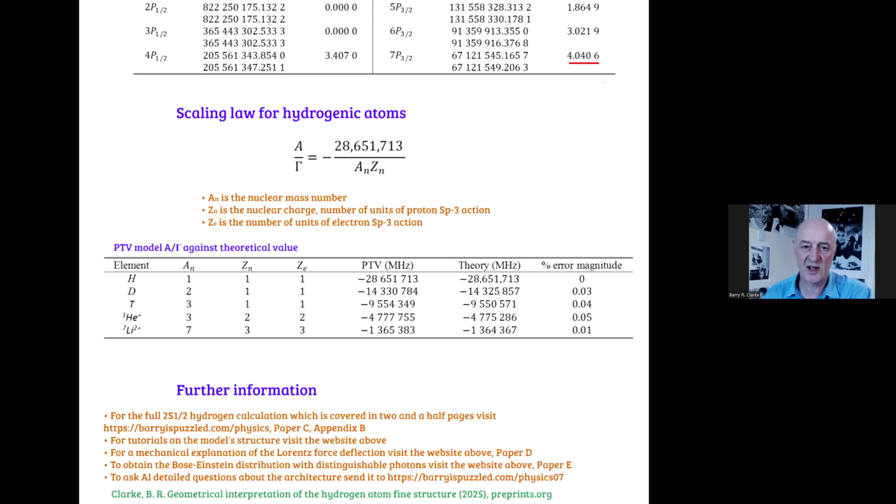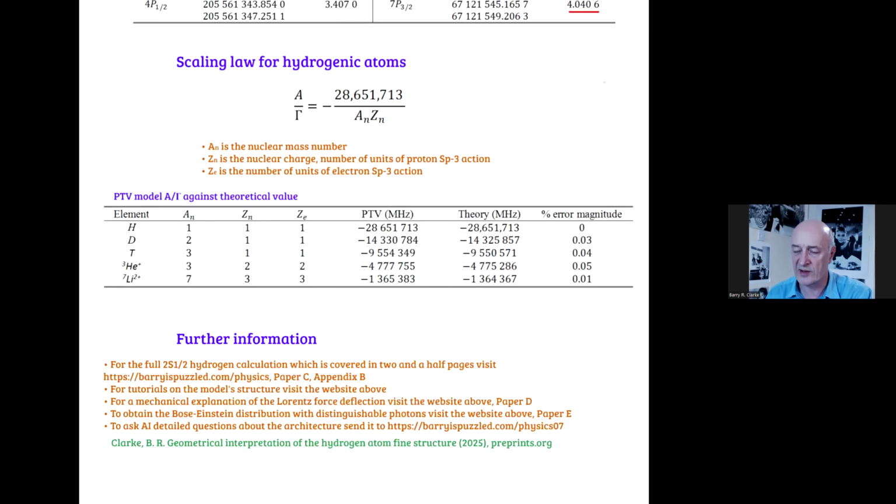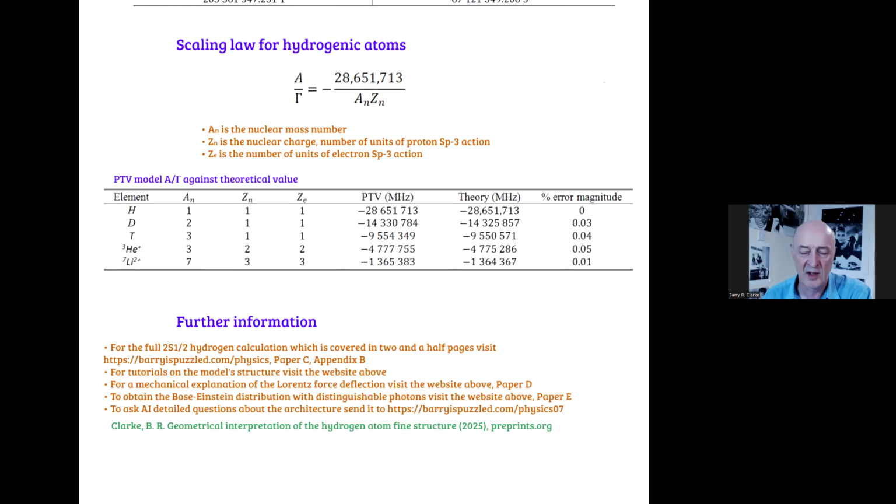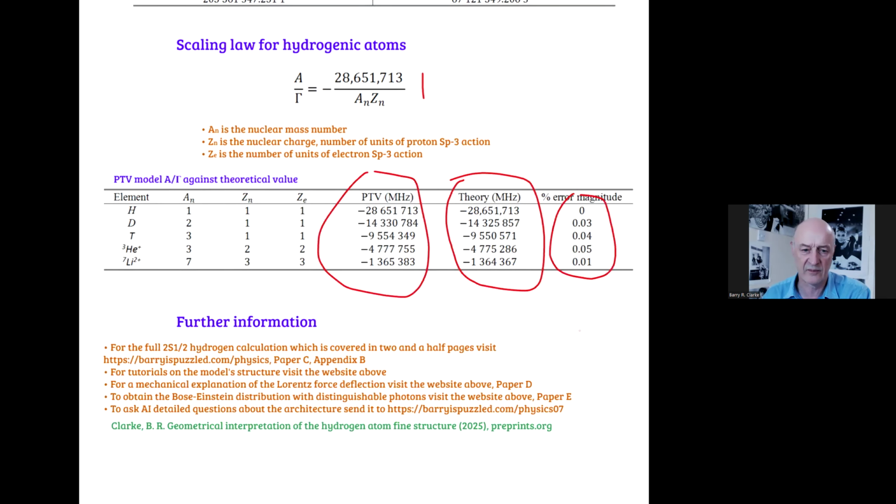So I pointed out the constancy of A over gamma for hydrogen and deuterium. So an exploration has been made into hydrogen, deuterium, tritium, helium-3 and lithium-7 hydrogenic atoms. And this formula here, these are the results it predicts. And what comes out of the PTV investigation are these values. And you can see the errors are much less than 1%.